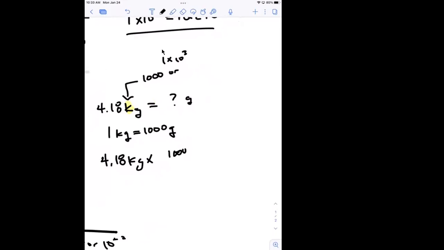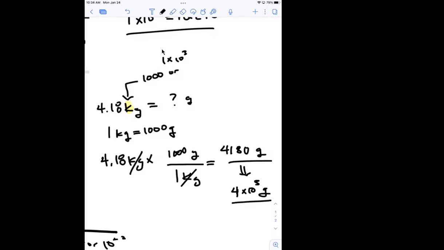So 1,000 grams over 1 kilogram. So kilograms is going to cancel. Again, going from a larger unit to a smaller unit, you expect that number to get bigger. What do we have? 4,180 grams. Is that right? Yes, sir. And that's 3 sig-figs. We want 1 sig-fig. So we're going to say that this number is 4 times 10 to the third grams.